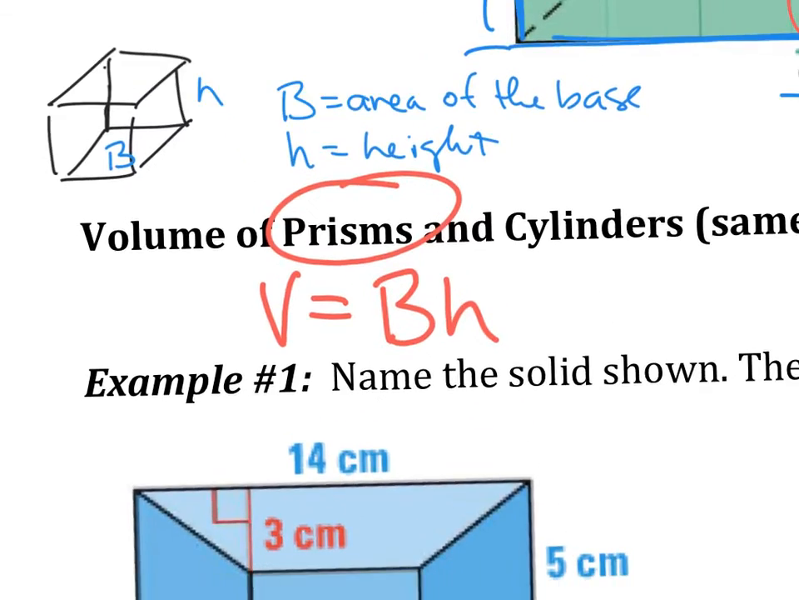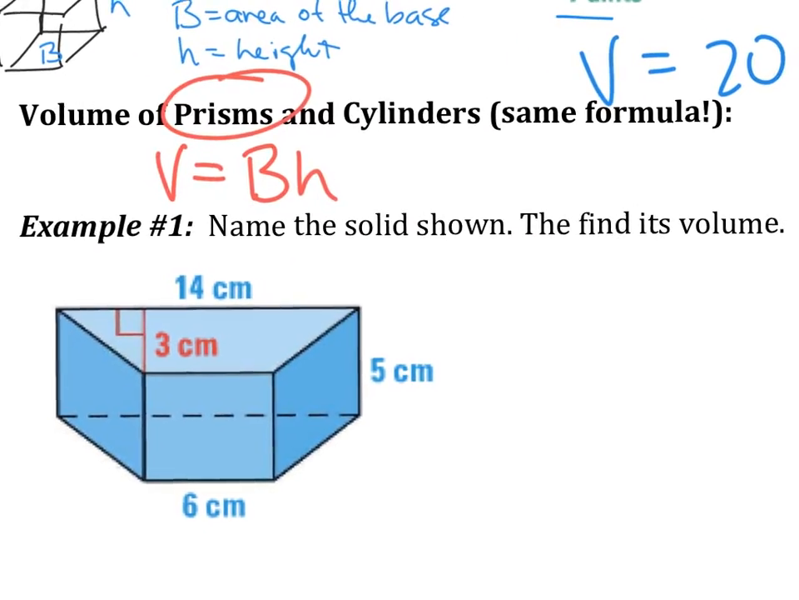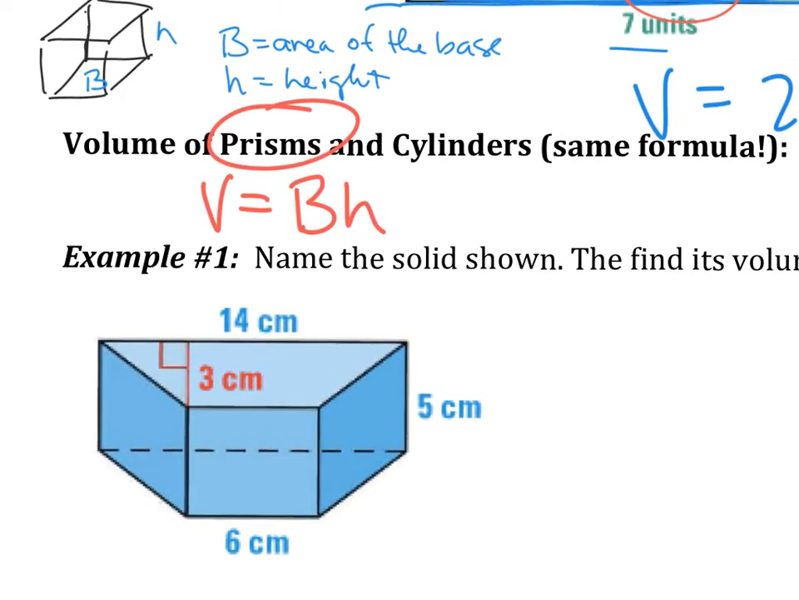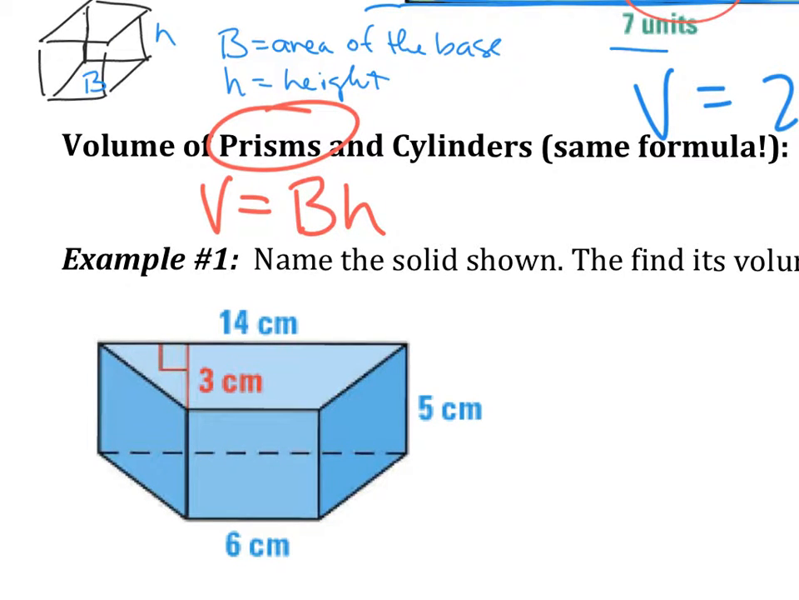All right, so putting this into play, one of the first things I have you do is name the solid. The reason I want you to be able to name it is I need you to be able to tell me what shape the base is. So what type of solid is that? Trapezoidal prism, trapezoid prism. Yes, everyone sees that the base is a trapezoid? There are two trapezoids and they're parallel to each other.